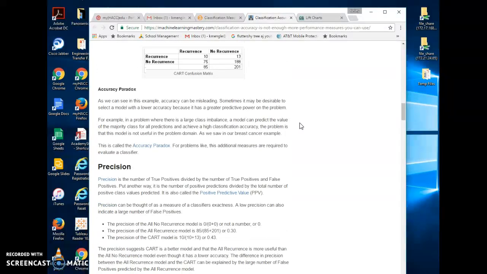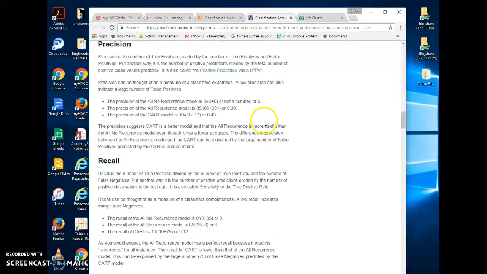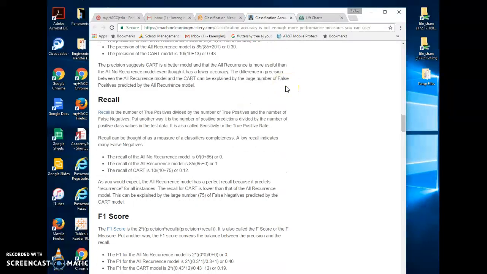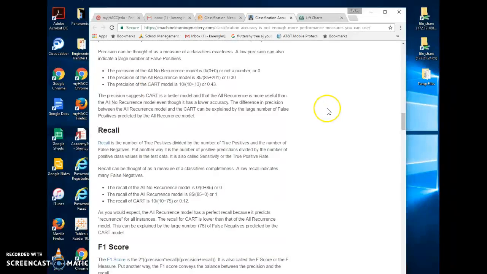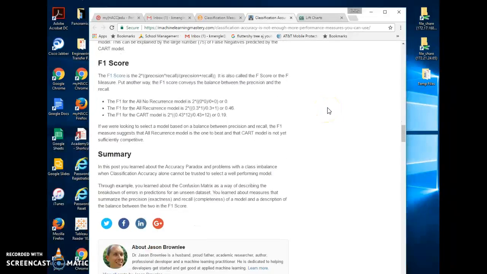You'll see down here they'll talk about precision and recall as well, and these are, like I said, actually related to sensitivity and specificity. So precision is the number of true positives divided by the number of true positives plus false positives. And then recall is the number of true positives divided by the number of true positives and the number of false negatives. So they're using different parts of that to come up with these two different measures.